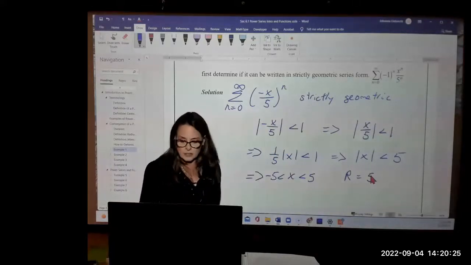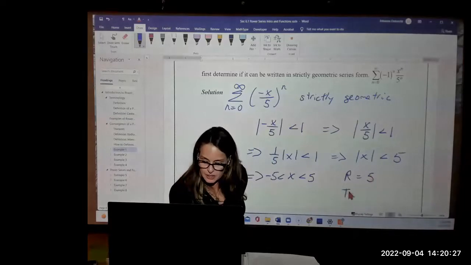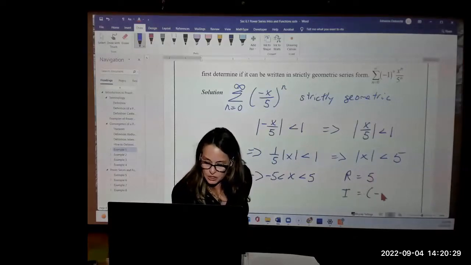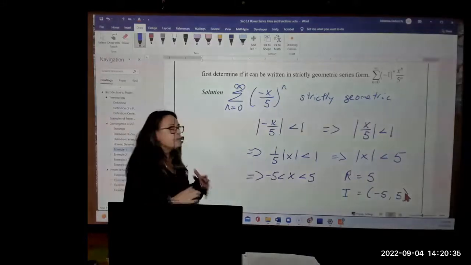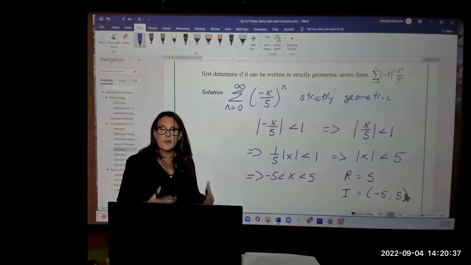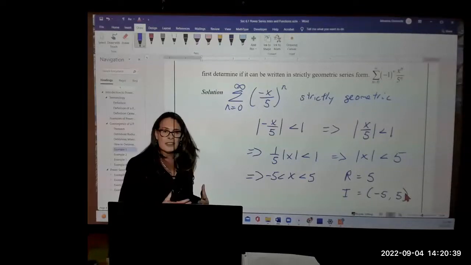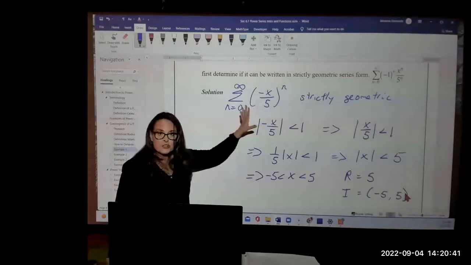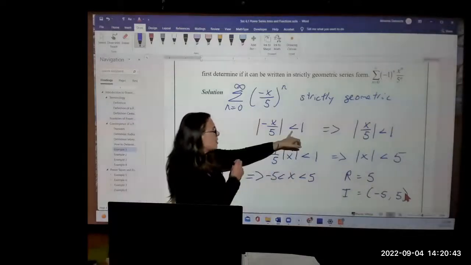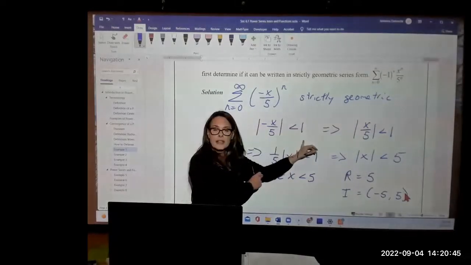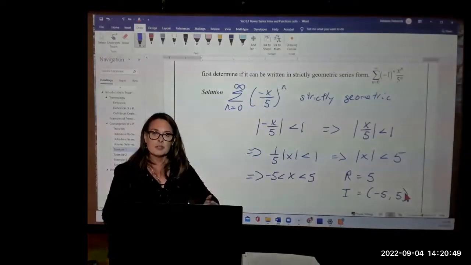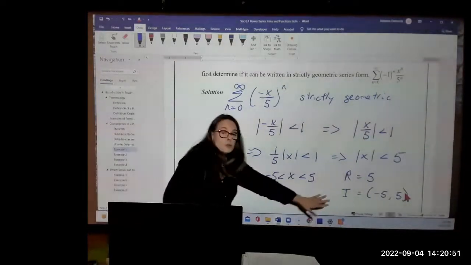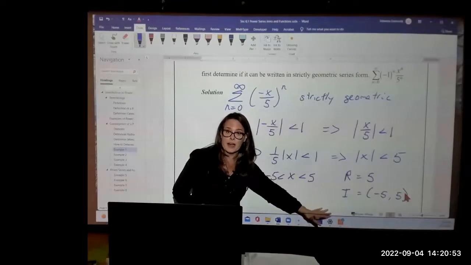Now, I said the interval of convergence, because it is strictly geometric, should definitely be open -5 to open 5. Now, if you weren't sure, you can always check it and determine that that's true. But because it's strictly geometric, we know that this is always strictly less than 1. That's the condition for convergence of a geometric series. So you could be done with this problem right now.